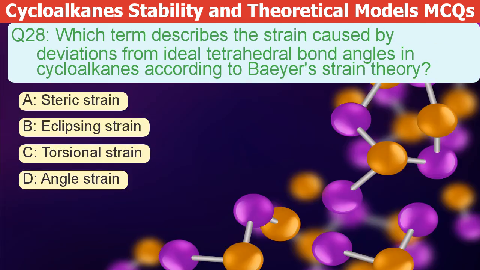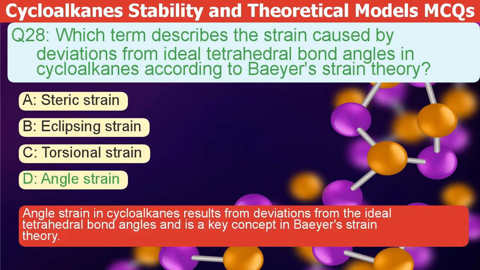Which term describes the strain caused by deviations from ideal tetrahedral bond angles in cycloalkanes, according to Bayer's strain theory? A. Steric strain. B. Eclipsing strain. C. Torsional strain. D. Angle strain. The correct answer is D. Angle strain in cycloalkanes results from deviations from the ideal tetrahedral bond angles. This is a key concept in Bayer's strain theory.